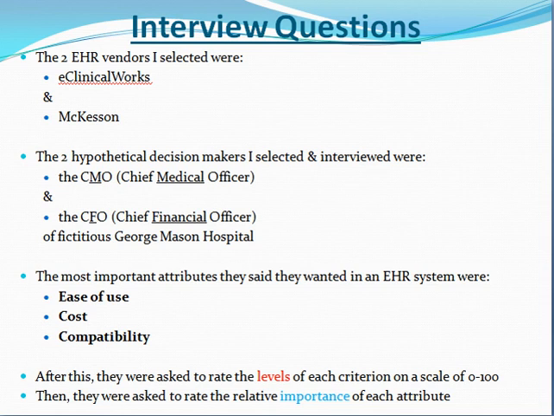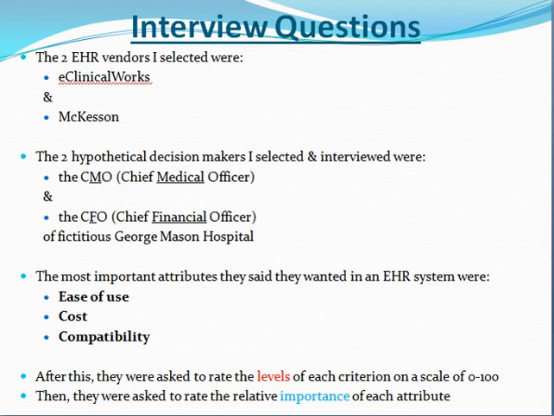The 2 EHR vendors I chose to compare were eClinicalWorks and McKesson, which are the top 2 most popular EMR software according to an article I read. The made-up decision makers I chose and interviewed were the CMO and CFO of fictitious George Mason Hospital. When interviewing these 2 people, the most important attributes they said they would want in an EHR system were ease of use, cost, and compatibility.